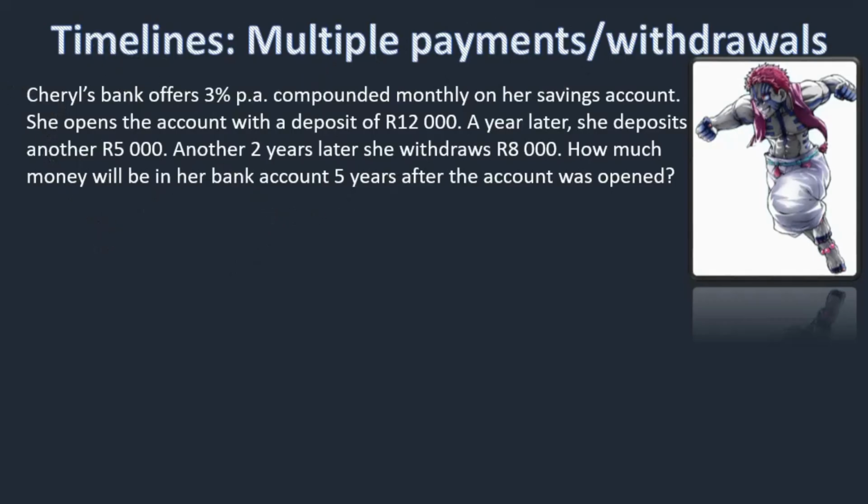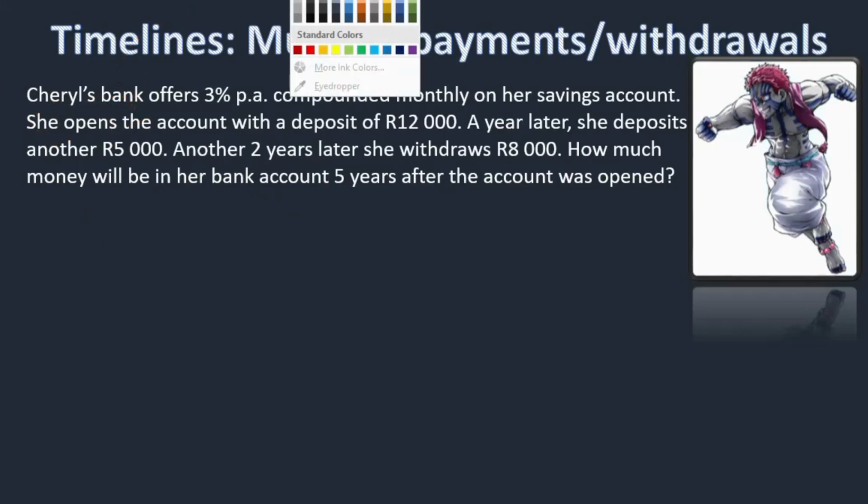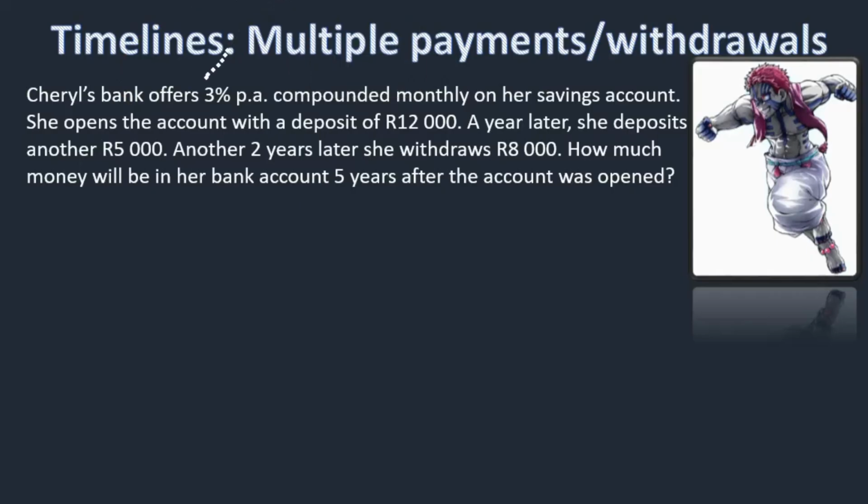So here's what we have. Let's read the statement. It says, Cheryl's bank, so the Cheryl, is it Cheryl or Cheryl? Right? It offers 3% per annum compounded monthly on her savings account. She opens the account with a deposit of 12,000. A year later, she deposits another 5,000. Another 2 years later, she withdraws 8,000. How much money will be in her bank account 5 years after the account was opened?